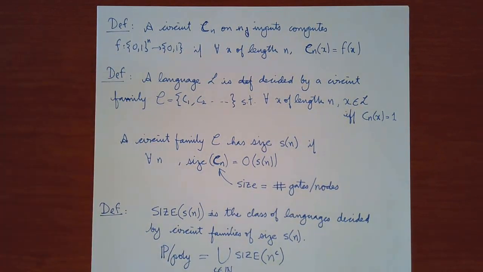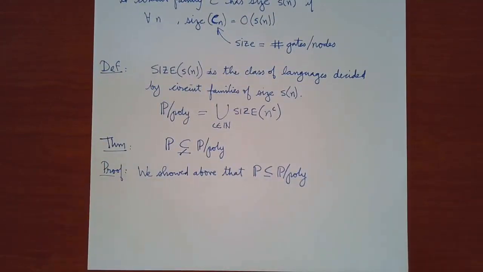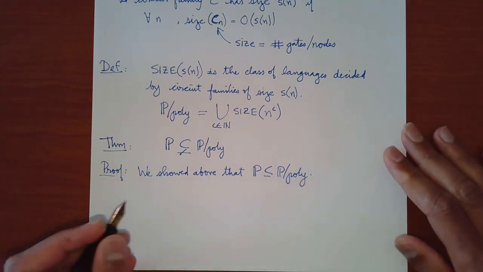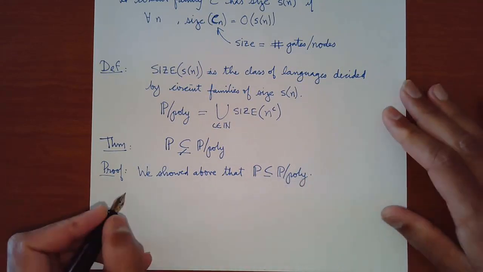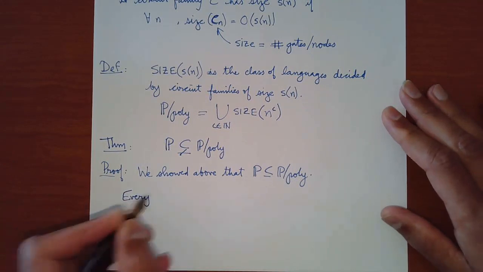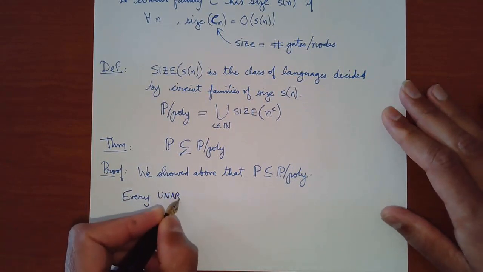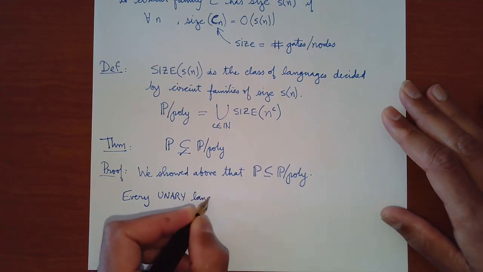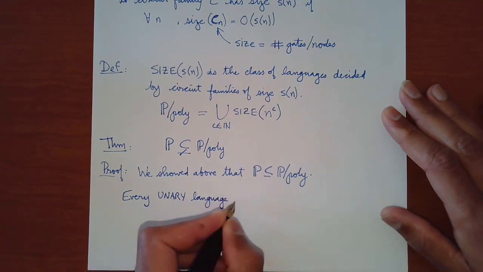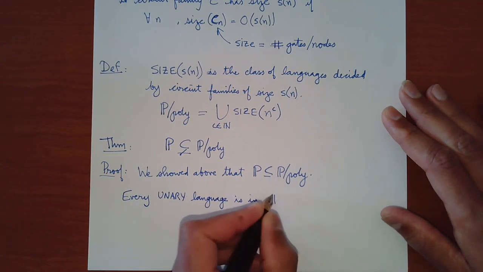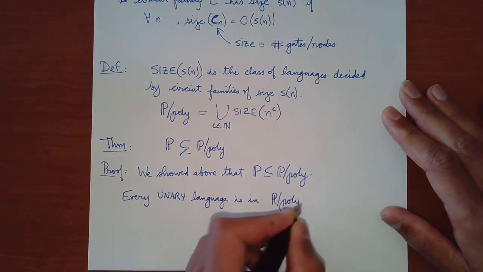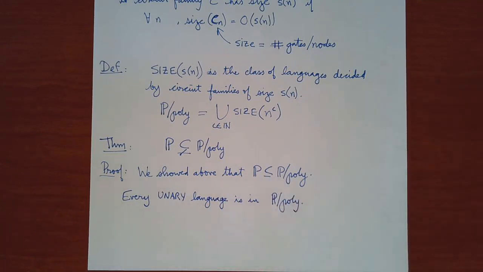Okay, now let me make a claim over here. And this is a seemingly trivial claim. Every unary language is in P/poly. Every unary language actually can be computed in P/poly. Why?